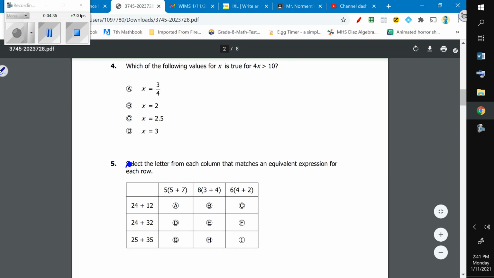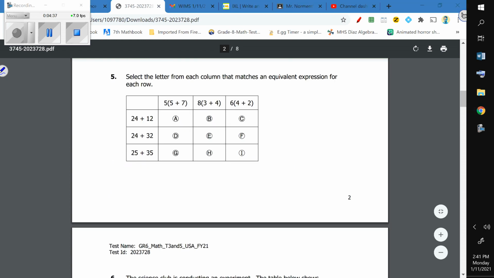Yay. Number 5. Select the letter from each column that matches. Now, this looks tricky, but it's just distribution. That's it. 5 times 5 is 25. 5 times 7 is 35. Bring the plus down. Well, that's this one. And then let me go. This is going to look weird, but you'll see why I'm doing it. 8 times 3 is 24.